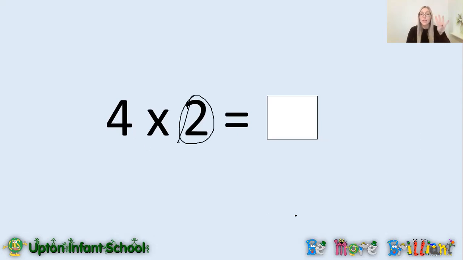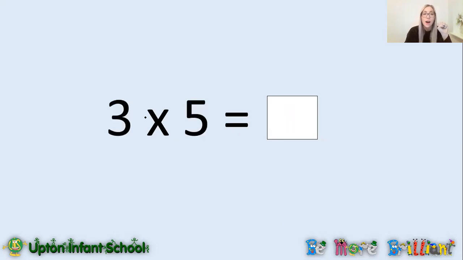So show me 4 fingers. And we know we are counting in 2s. Okay, so off we go, counting in 2s. 2, 4, 6, 8. My answer is 8. Okay, brilliant. Next one. I am looking at 3 lots, so I need 3 fingers of 5.